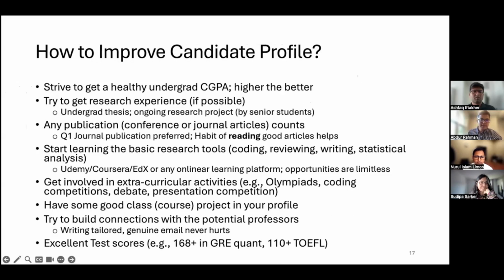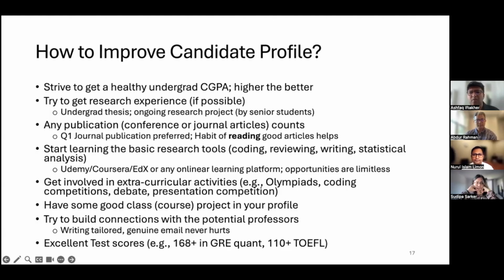How to improve the candidate profile? I'd like to encourage Ashfaq to say something on this. Yeah, so what we are observing is that at least 4 or 5 years ago, the set of schools that we tried to go to versus the set of schools that students are trying to go to now are not the same, right? So what we are seeing is many students are able to go to really top schools. So I wanted to mention how you can improve your candidate profile in such a way that you can hopefully aim for some of the top schools.